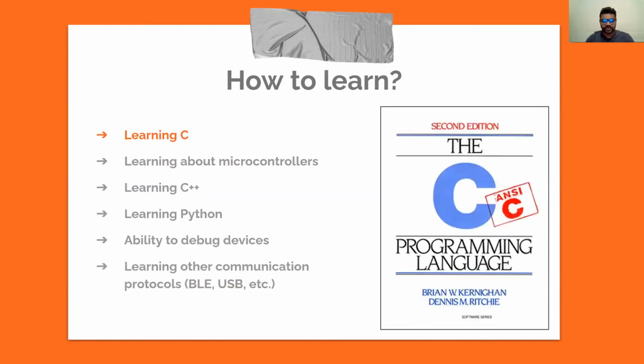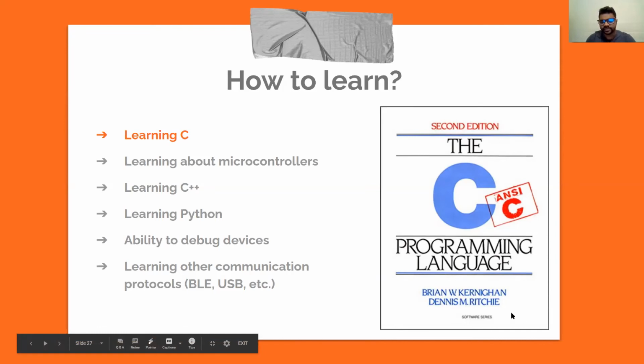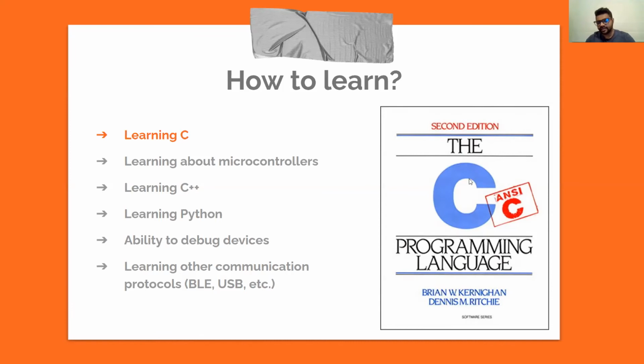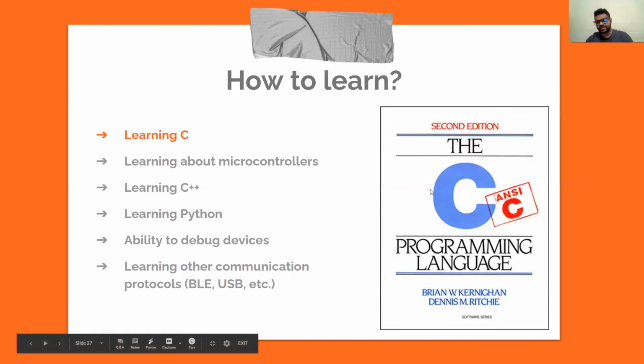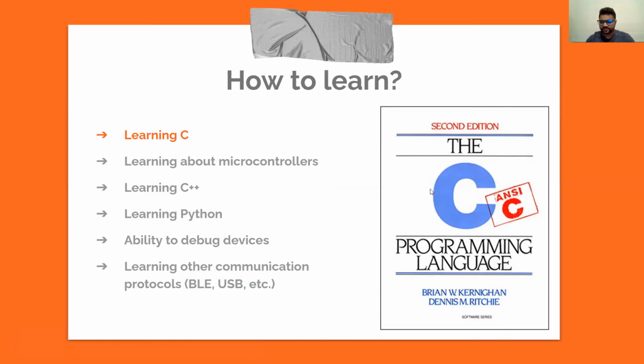So next thing, how to learn. Learning C, as I said, is the easiest. So this is the book for C. If you want to learn C, get this book and read it. I think maybe it is there in the library, should be there in the library. This was written by Kernighan and Ritchie. They are the two developers who developed the C language, and they have written the book about C, and this has everything about C language. So if you read this, you know C basically.